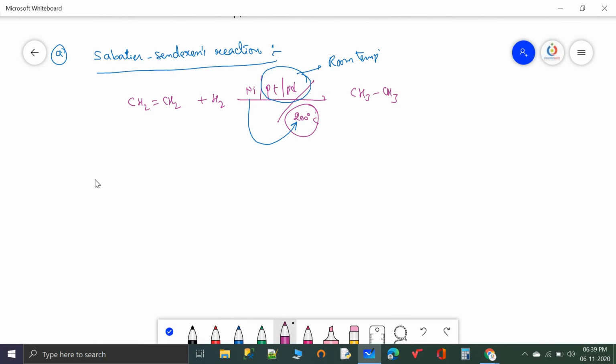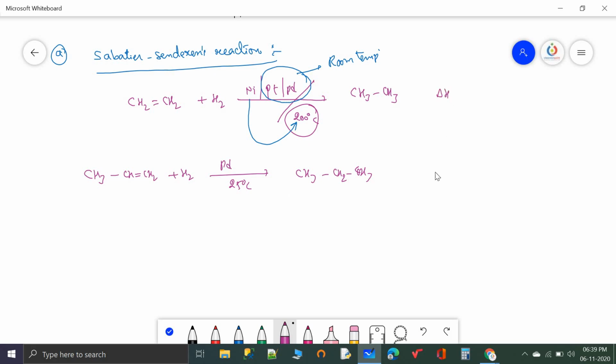You just take the propene molecule, CH3, CH double bond, CH2 plus H2, and use palladium. No need to use this much temperature. Just 25 degrees centigrade is enough because the reaction is so fast in the presence of palladium or platinum. Their catalytic nature is more than nickel. So, whenever you are using nickel, only then is temperature required, otherwise not required.